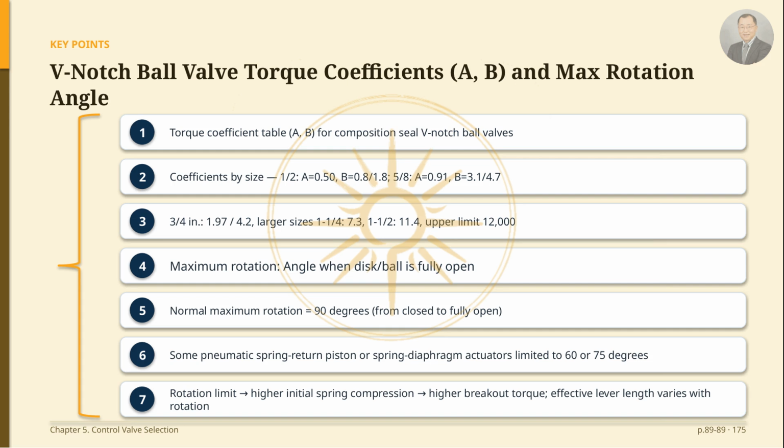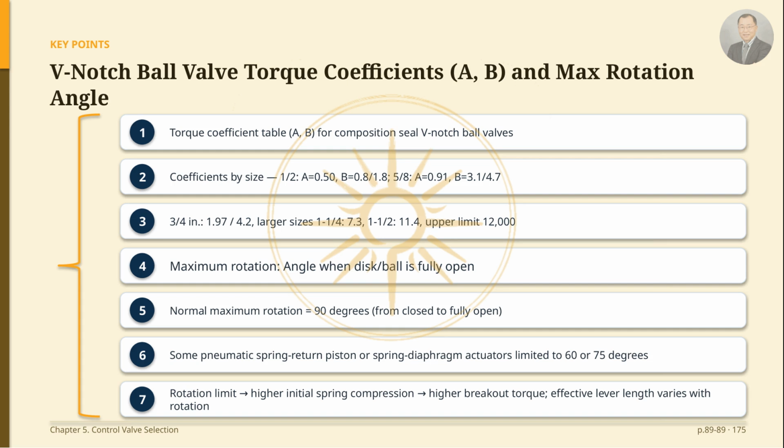Next, I will explain maximum rotation. Maximum rotation is defined as the angle of the valve disc or ball in the fully open position. Normally, maximum rotation is 90 degrees. That is, the ball or disc rotates 90 degrees from the closed position to the wide open position.